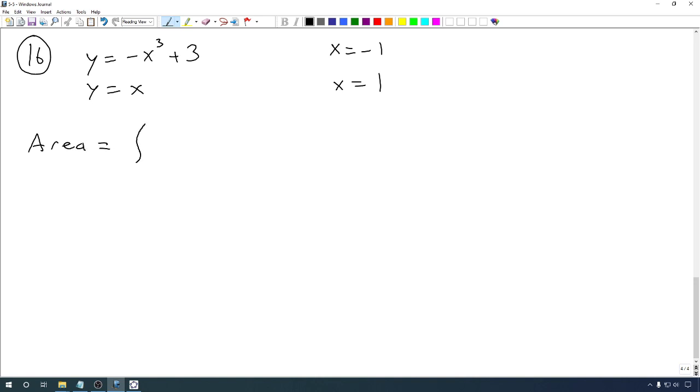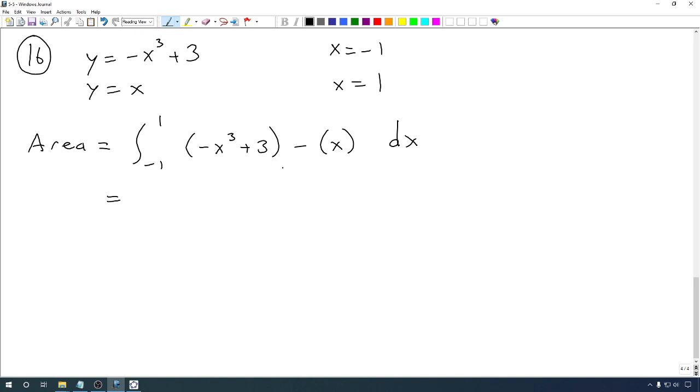So it's going to be the integral from -1 to 1. We put in our top function, subtract our bottom function, and we're good to go. We just proceed from here.